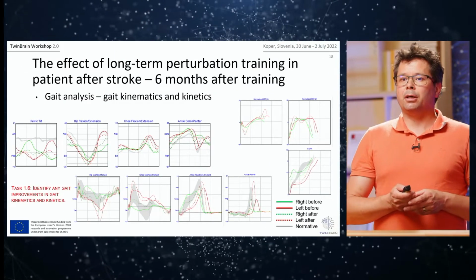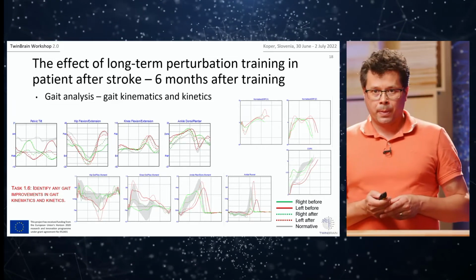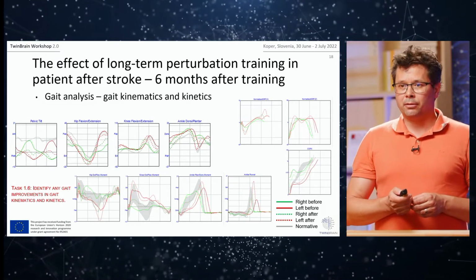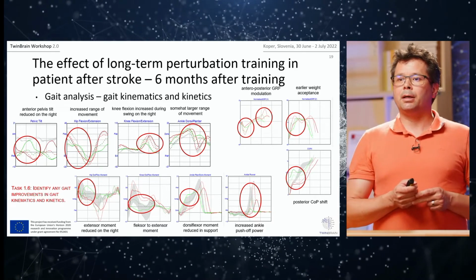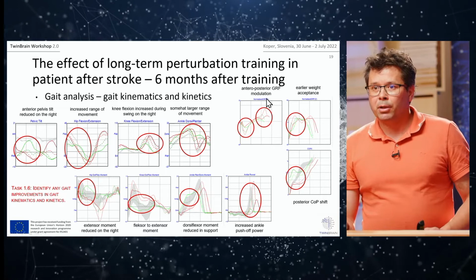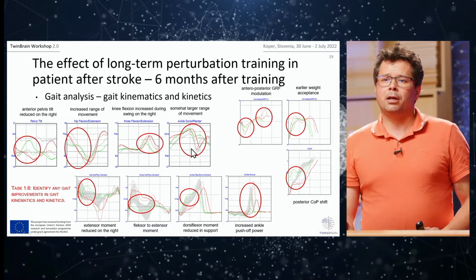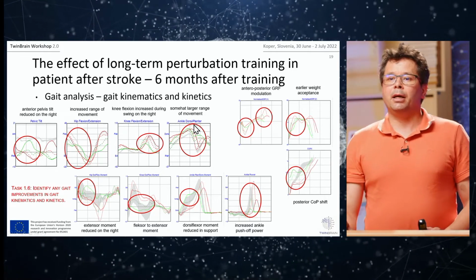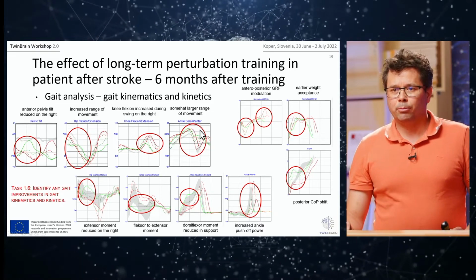Okay, so let's now continue with the gait kinematics and kinetics, and let's observe what changes occurred in gait kinematics after this long period of perturbation training. Let's try to mark them in these graphs. What we notice is particularly that the modulation of the ground reaction force has now improved. The range of the ankle movement at the end of the terminal stance has somewhat improved.